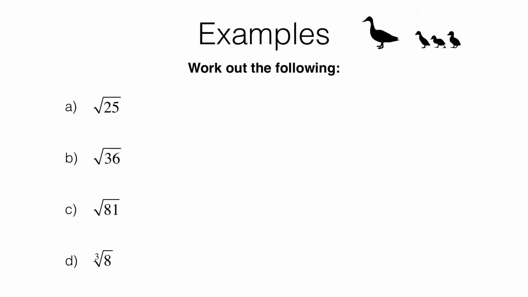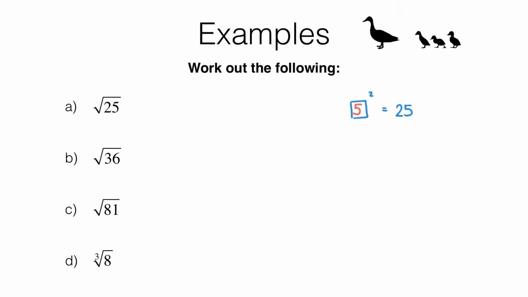In these examples, we are looking for roots of numbers. Finding a root is the inverse or opposite of raising a number to a power. If we look at example A, we're being asked to find the square root of 25. That means we're looking for the number that when you square it gives you 25. For these, it really helps to know your square numbers. If you do, you'd know that 5 squared is what gives you 25.